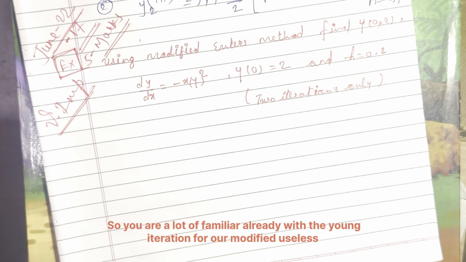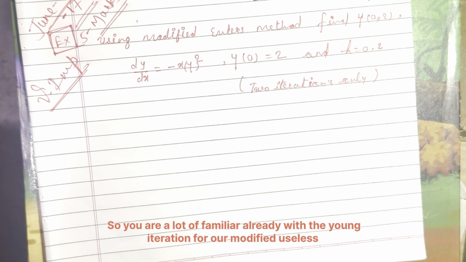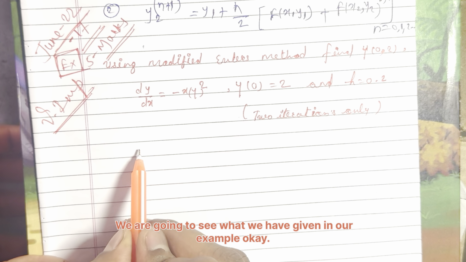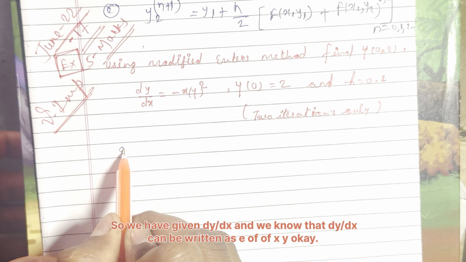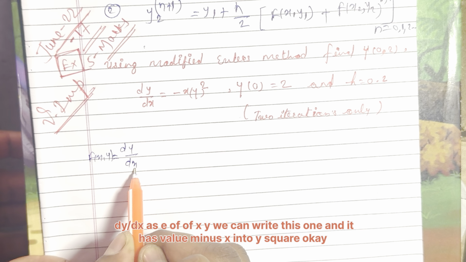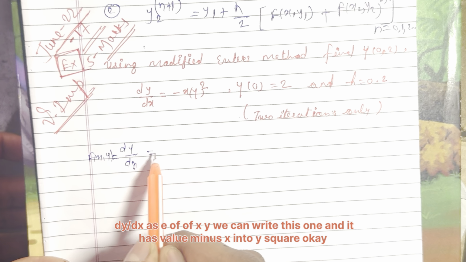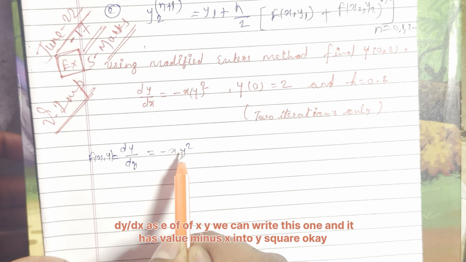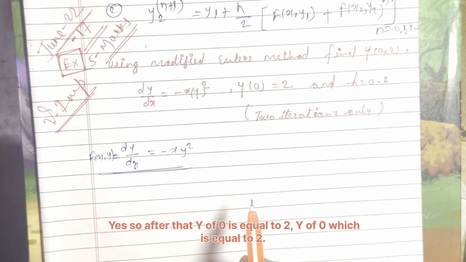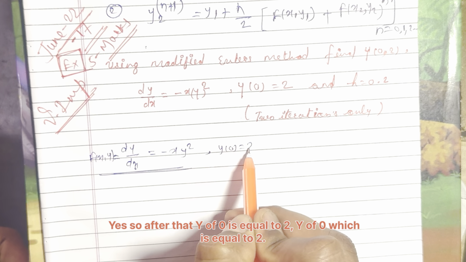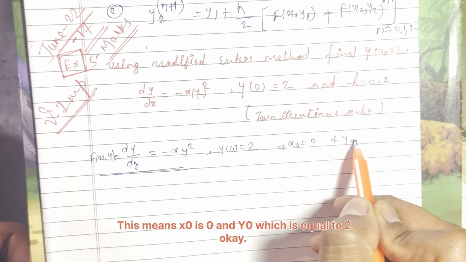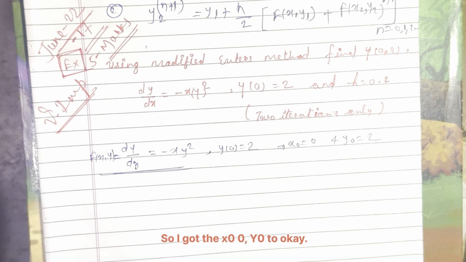You are already familiar with the nth iteration for our modified Euler's formula. So let's see what we have been given in our example. We have dy by dx, which can be written as f of x, y, and it has the value minus x into y square. Then y of 0 is equal to 2, that means y of x naught is y naught. This means x naught is 0 and y naught is 2.